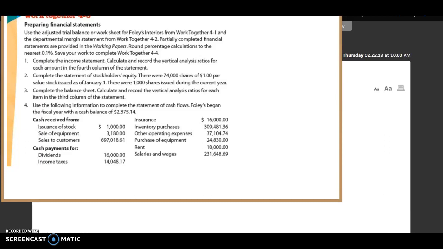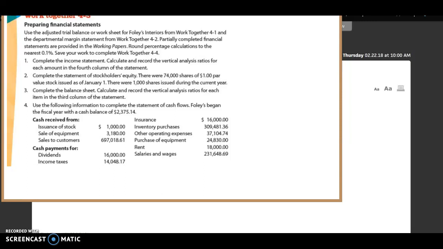What I did is I actually printed off my adjusted trial balance from 4.1 and my departmental margin statements from 4.2 so that I can use that. So you might want to do that. It might make it easier for you instead of going back and forth.